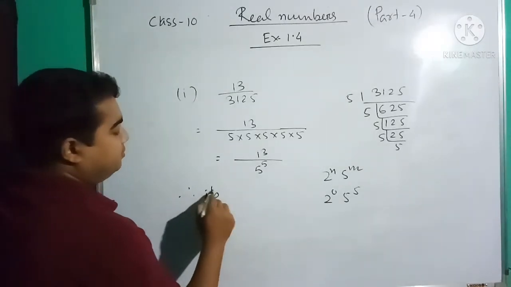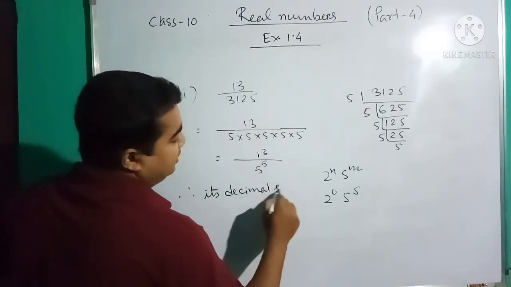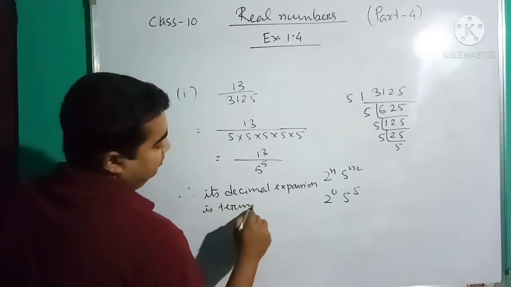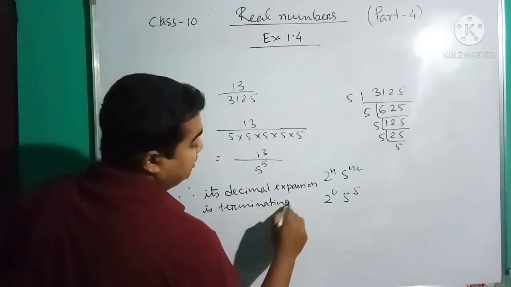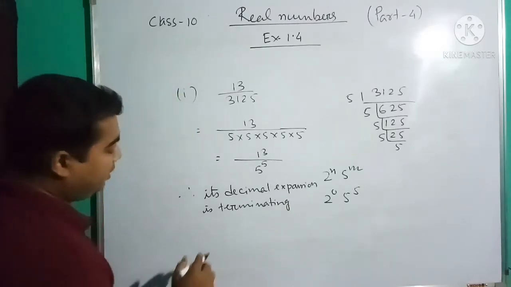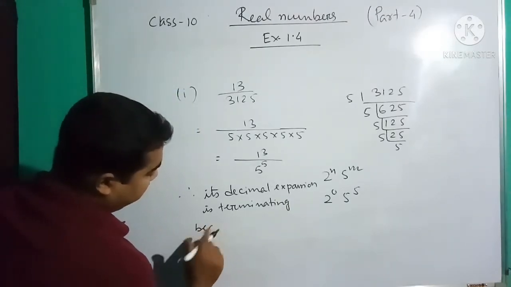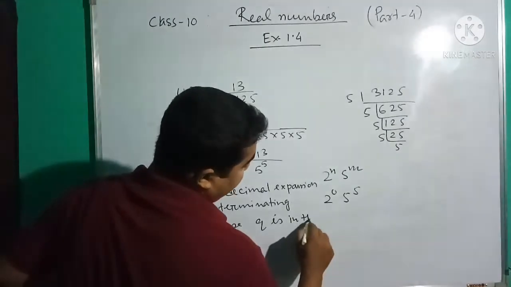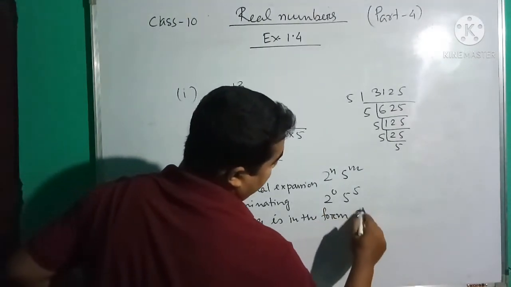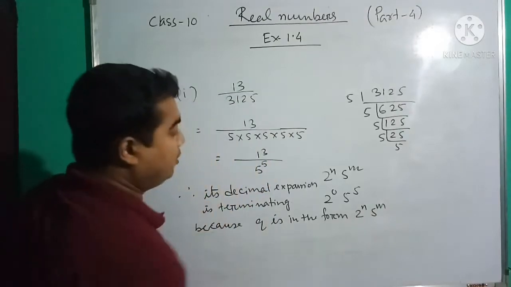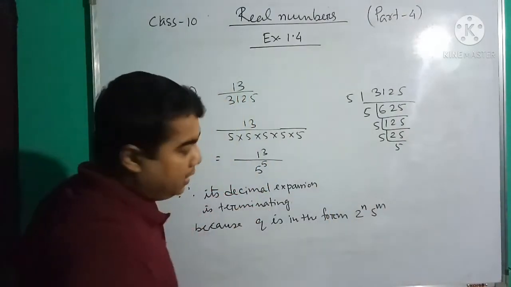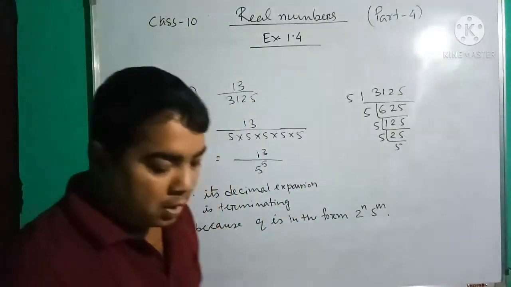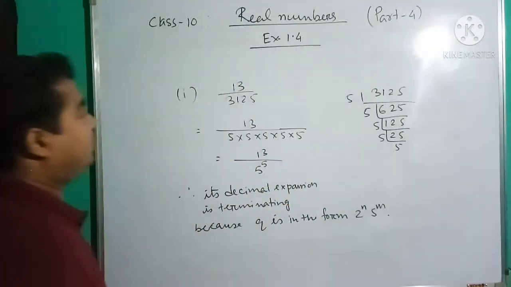Therefore its decimal expansion is terminating. If the question asks why, then your answer will be: because q, the denominator, is in the form 2 to the power n into 5 to the power m. Clear point? Okay, one more question. Question number 1, Roman number 2.